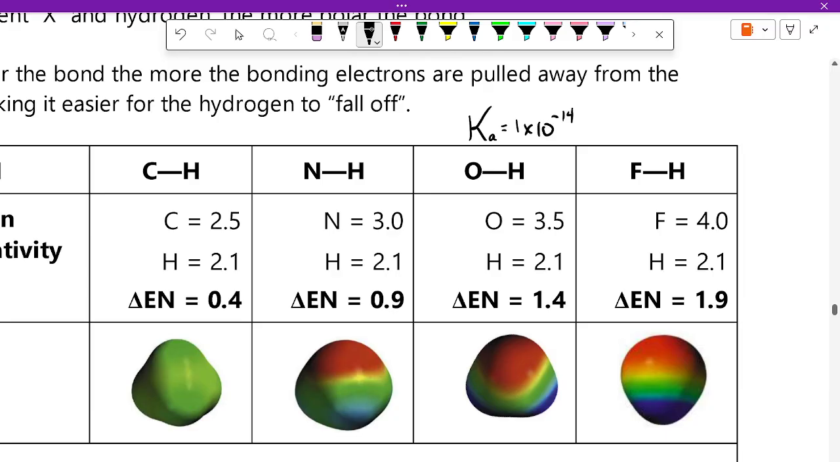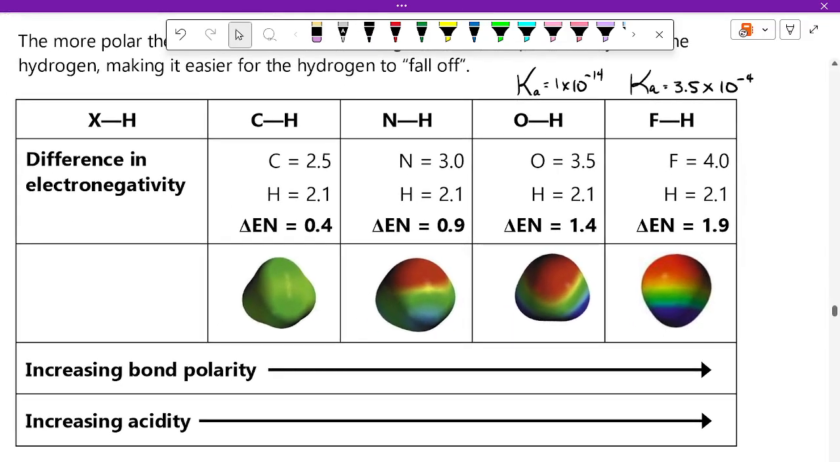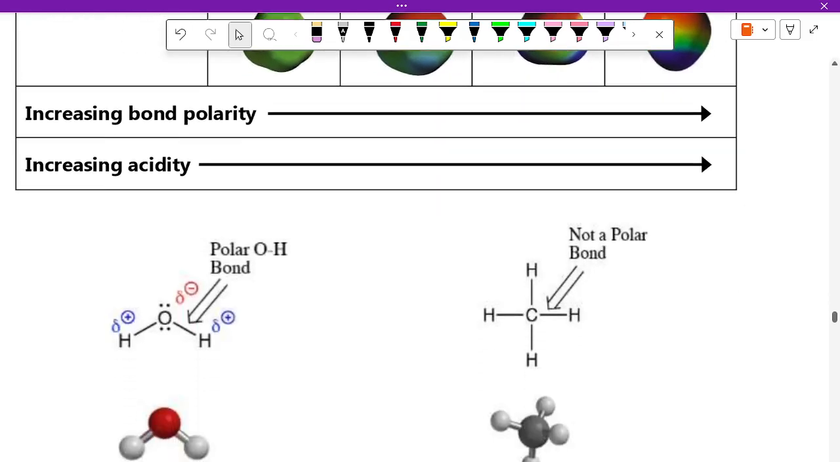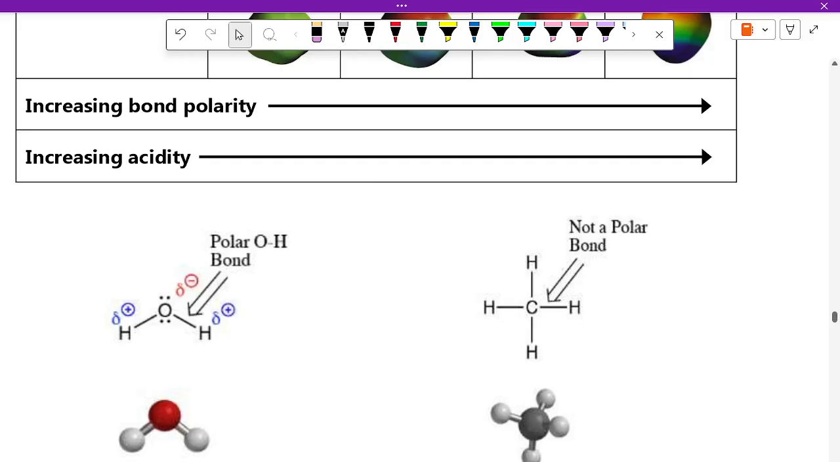Okay, and HF has a Ka value of 3.5 times 10 to the minus 4. So the increasing bond polarity leads to increasing acidity. Polar bond? Not a polar bond.